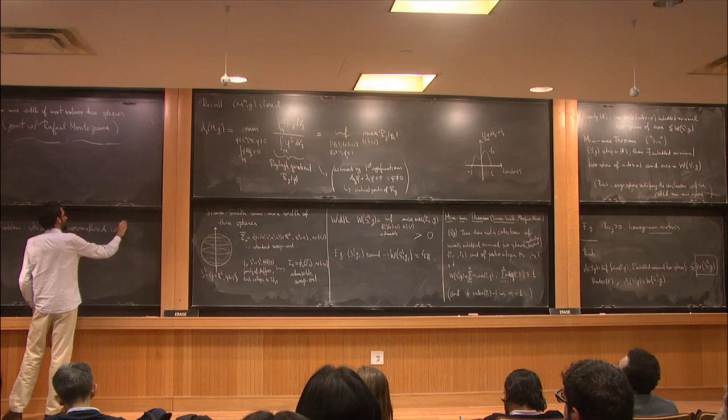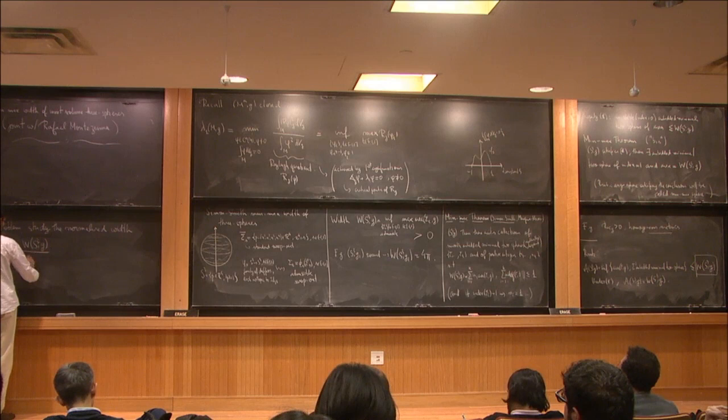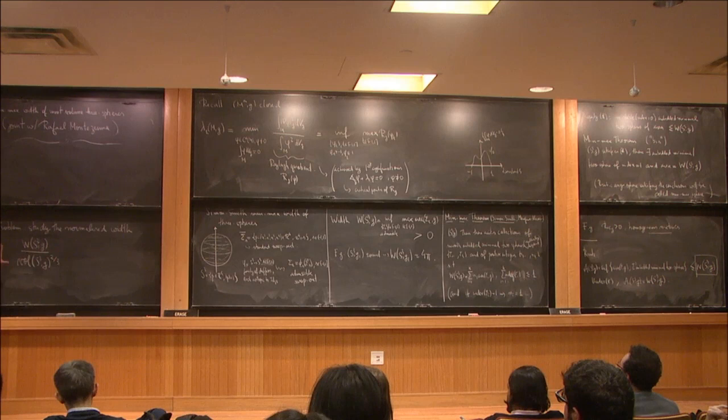So the width is area, so it scales like lambda squared. So I have to divide by the volume to the power 2 divided by 3. Okay, so I want to study the normalized width on the space of metrics.